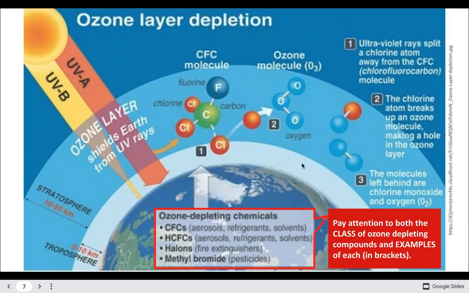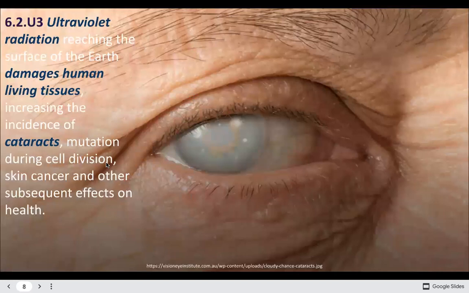So we got different types of ozone depleting substances here. CFCs and HCFCs are the most common, but halons and some other substances, methyl bromide here, come from fire extinguishers, pesticides, etc. Good to have CFCs, but also like one or two other examples in your back pocket.